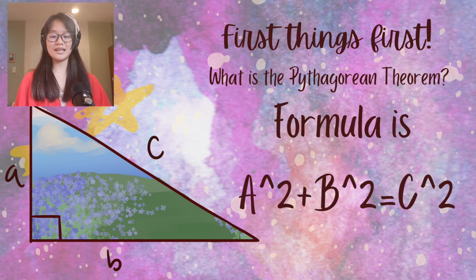Now that we know what it is, what's the formula we'll be proving today? The formula we'll be proving is the Pythagorean theorem formula, which is a squared plus b squared equals c squared.